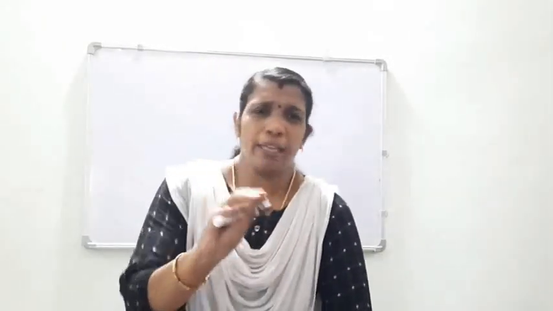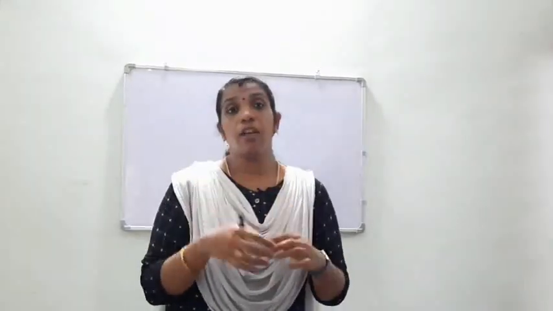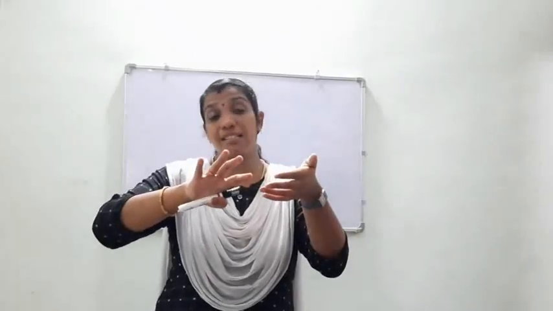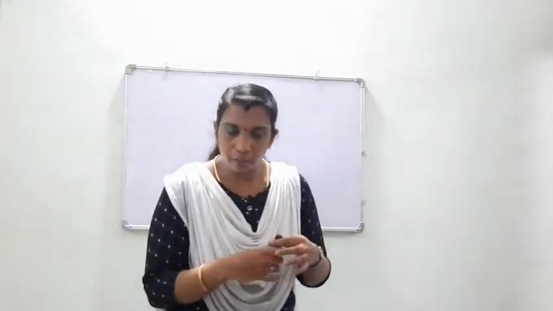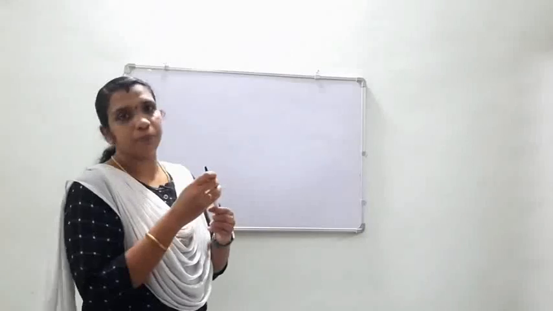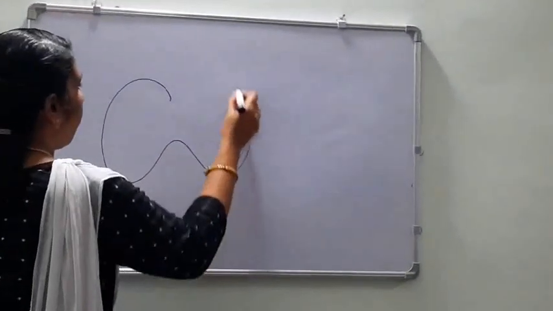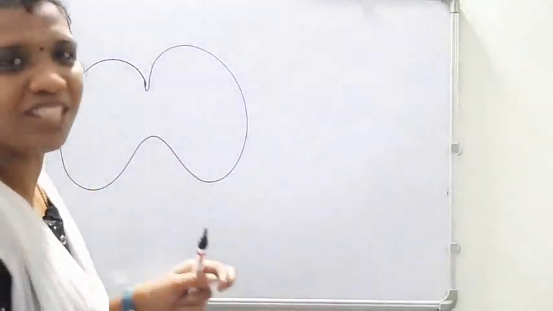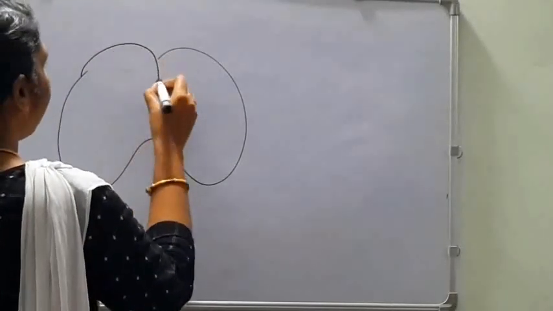Then something about the spinal cord, which is very very essential. The continuation of the brain into the vertebral column is the spinal cord, and the spinal cord is opposite to the brain in its structure, is it not? In the brain, outside it is gray and inside it is white, but in the spinal cord, outside it is white and inside it is gray. So this is the spinal cord.